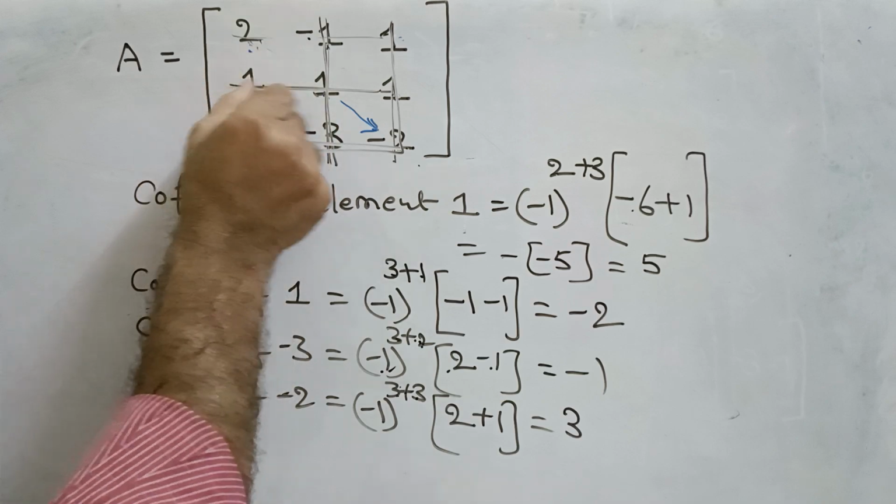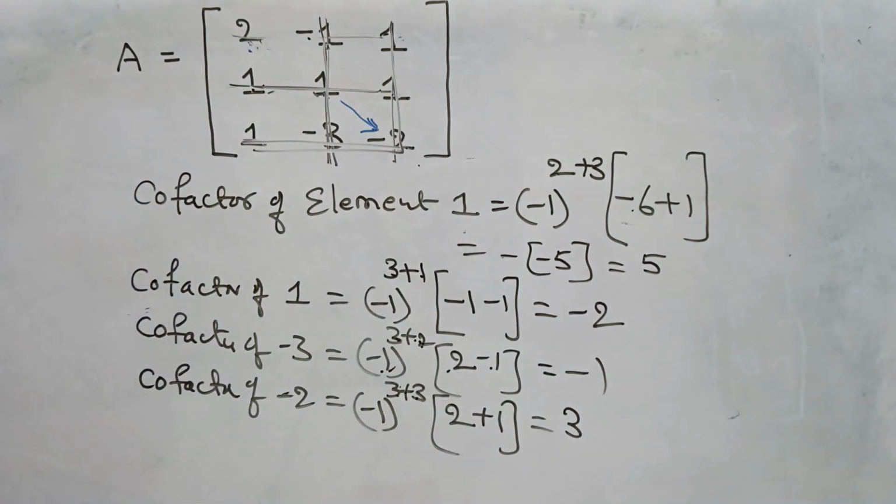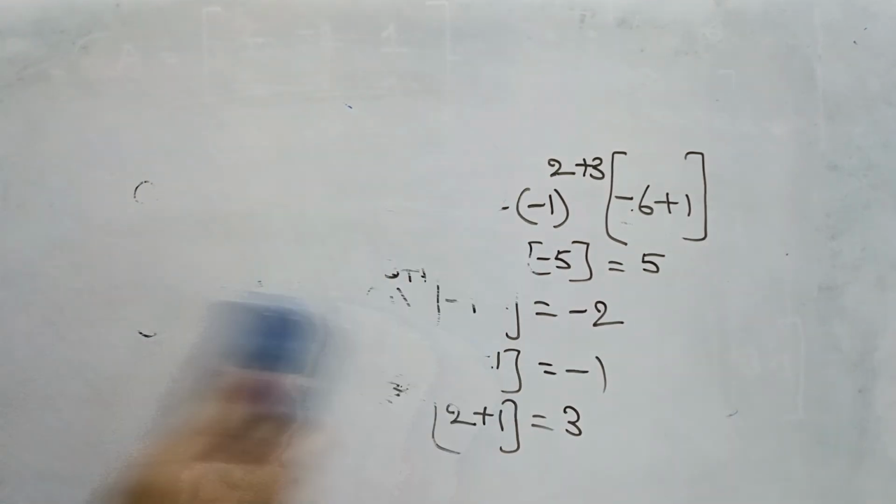Like this, with respect to each element, put all the cofactors in their places. The third is nothing but minus 2, minus 1 and then 3. Then if you put them in order, now the cofactor matrix, we have to write like this.